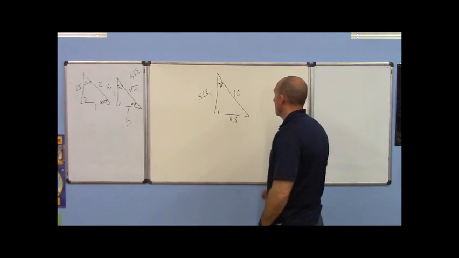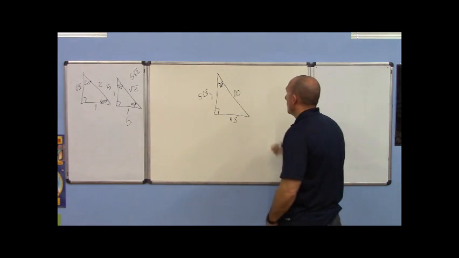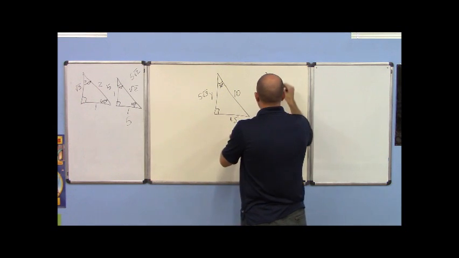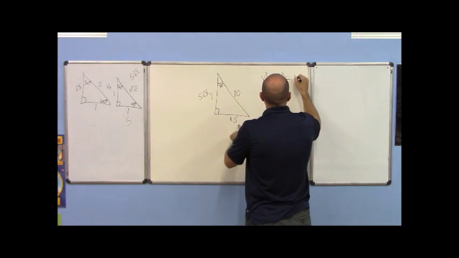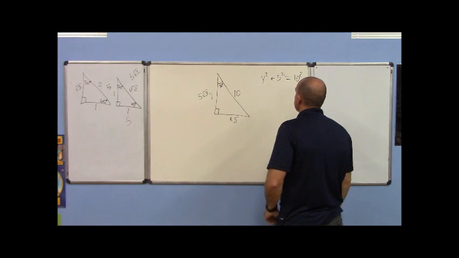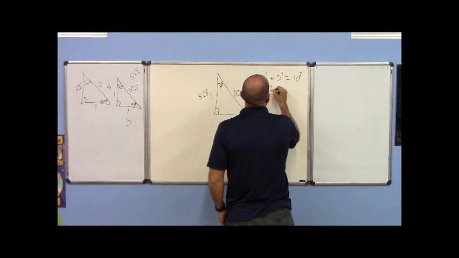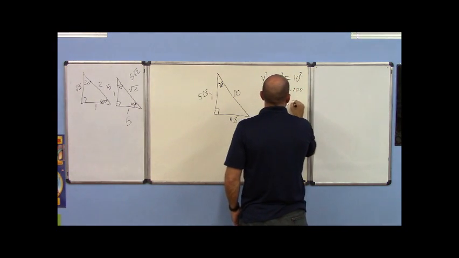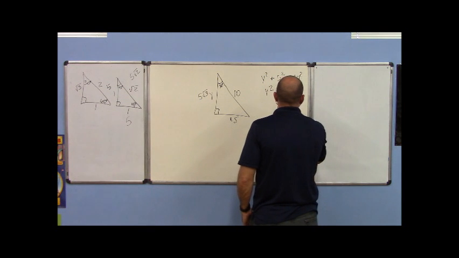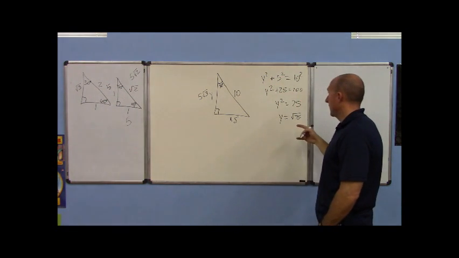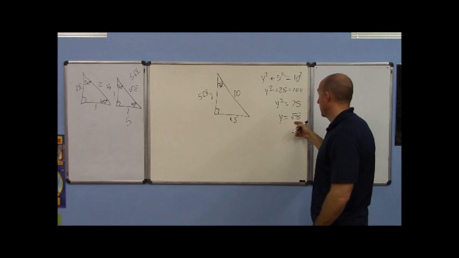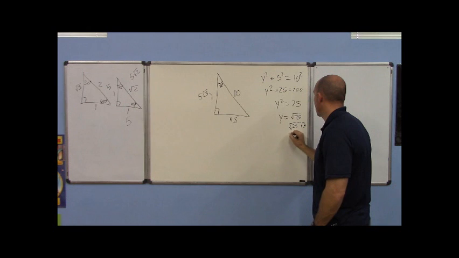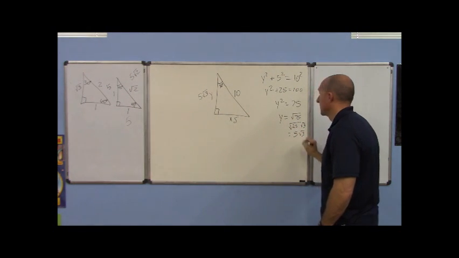Another way you could do this is the Pythagorean theorem. We know that y squared plus 5 squared equals 10 squared. Or y squared plus 25 equals 100, or y squared equals 75, y equals the square root of 75, which is 25 times 3. Square root of 25 times the square root of 3, which equals 5 times the square root of 3. That's another way.